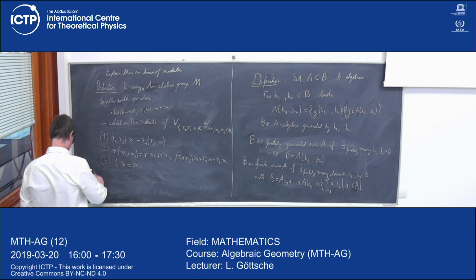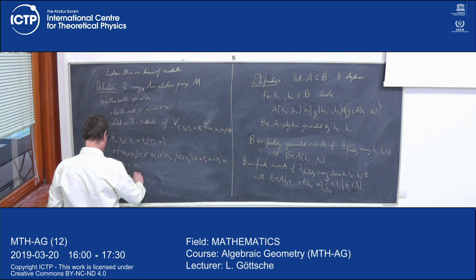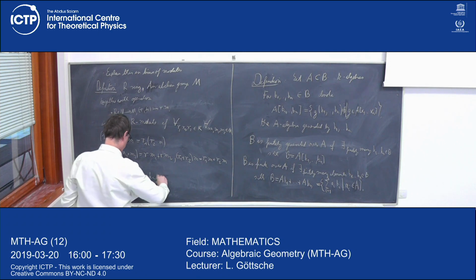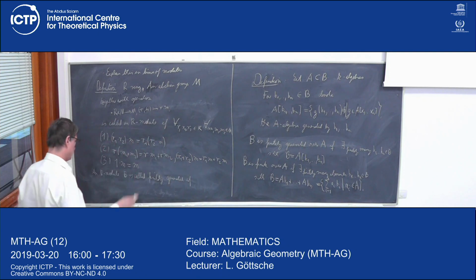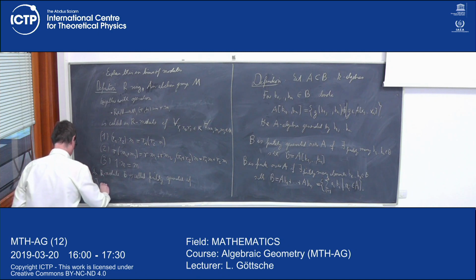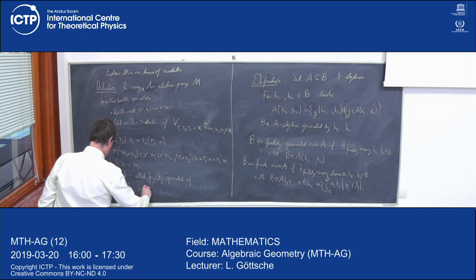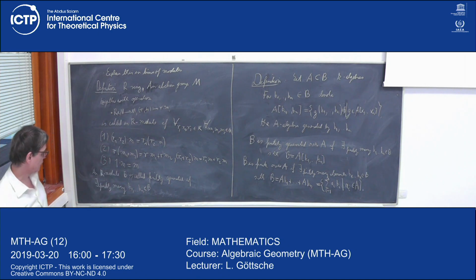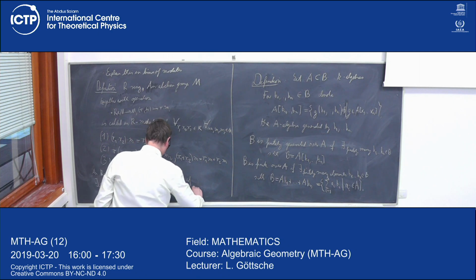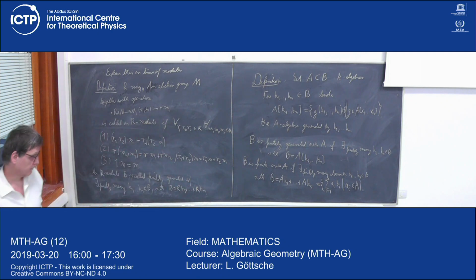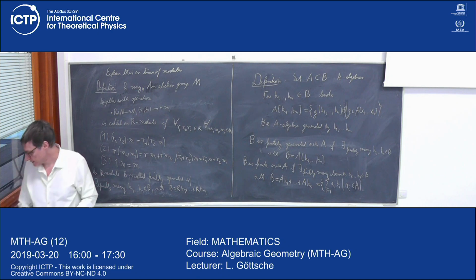So an R module B is called finitely generated if, well, the same thing as before, if there are finitely many elements b1 to bn in B such that every element in B can be written as a linear combination with coefficients in R. If R is a field, this just says that B is a finite dimensional K vector space.